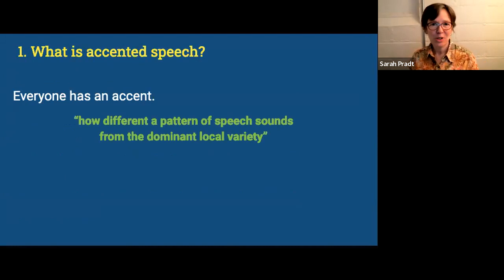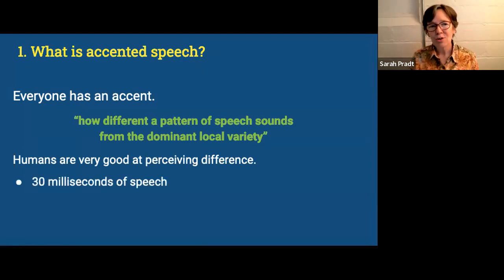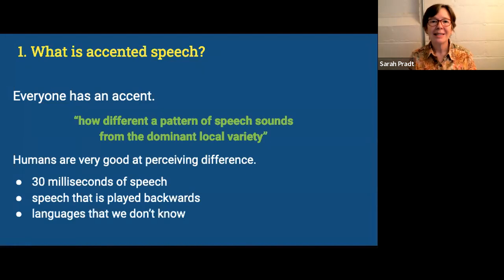Accent is the degree to which a pattern of speech sounds different from the dominant local variety. Okay, how different does it sound? That's the degree of accent. So accent is something that we grasp really quickly. We humans are so good at perceiving difference in speech, and research has shown that we can pick up accent in 30 milliseconds of speech. That's 3% of a second, right? There's 1,000 milliseconds. We can perceive an accent in speech that's played backwards. We can perceive accent in languages that we don't know. So we are just so sensitive to this.